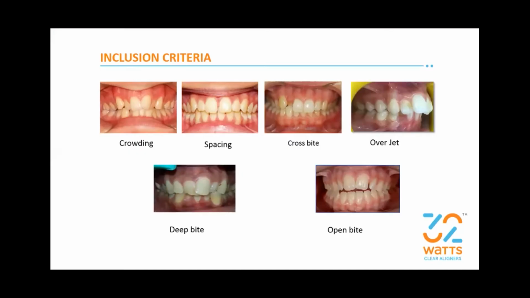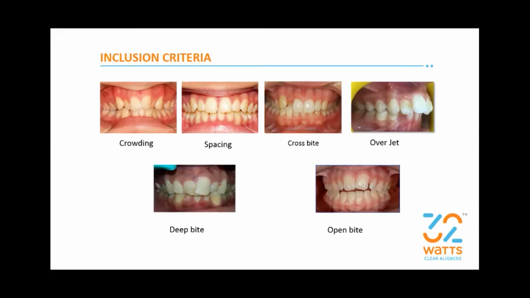These are the cases which you can see on your screen. The crowding cases are very well treatable with clear aligners. The spacing cases, the anterior crossbite cases, the overjet cases, meaning where you have the upper anteriors which are proclined and the patient complains of forward placement of the upper front teeth. These cases are very well treated with aligners. Mild to moderate deep bite cases and mild to moderate open bite cases.